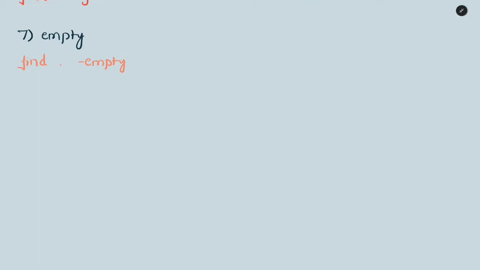Now we will study about another option called -newer. Suppose we want to find files that were modified more recently than the reference file. So for that we can type find current directory -newer reference.txt. So this will find files that were modified more recently than this reference.txt file.